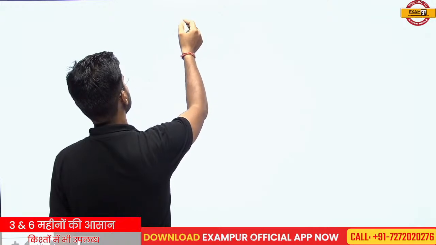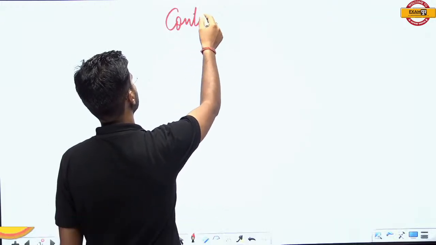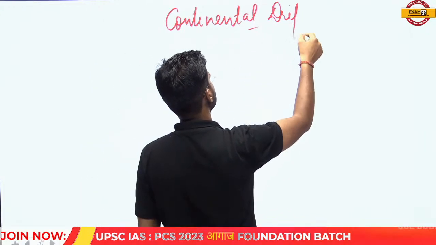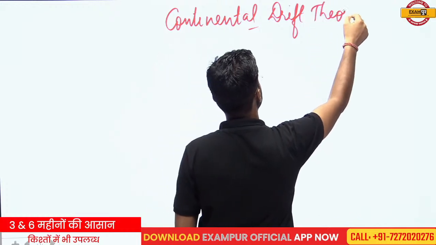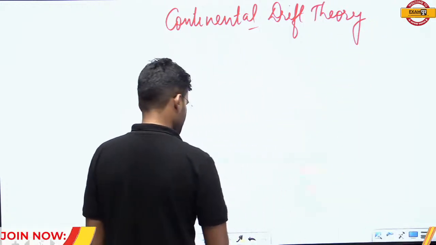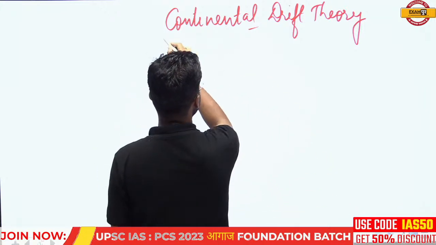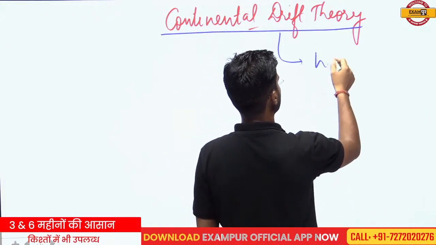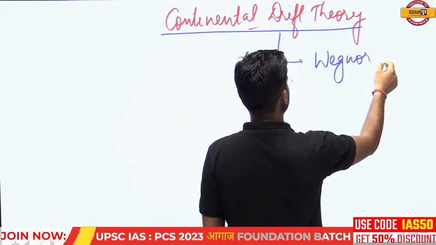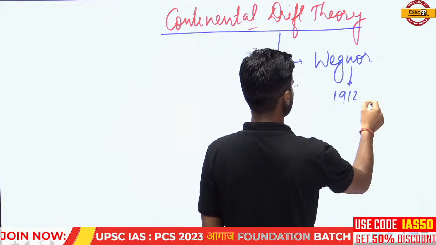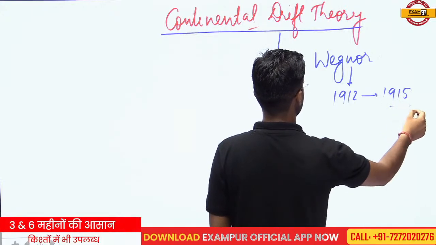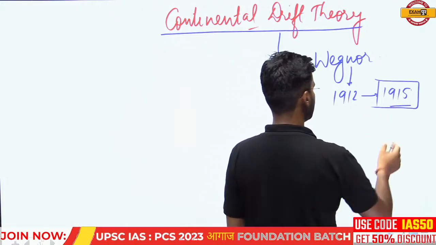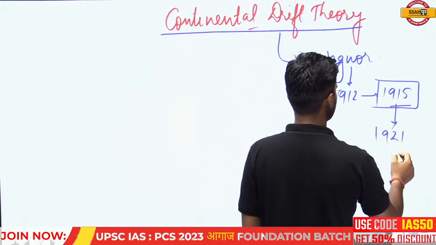So if we want to explain these forces, we should go through some theories, and the first important theory is called the continental drift theory. This theory was postulated by Mr. Alfred Wegener. This theory was given in 1912, first published in 1915, and again he made some amendment in this theory and republished it in 1921.